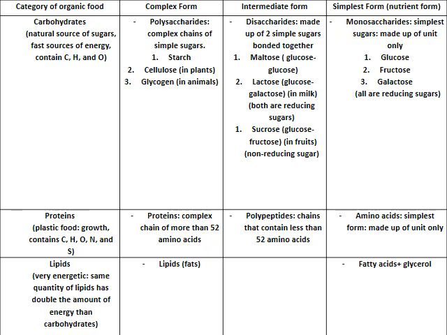So carbohydrates are a natural source of sugars and a source of energy. They contain carbon, hydrogen, and oxygen. The complex form of carbohydrates is known as polysaccharides. A polysaccharide is a complex chain of simple sugars. We have starch as an example. We have cellulose, which is an example of carbohydrates in plants, and we have glycogen in animals.